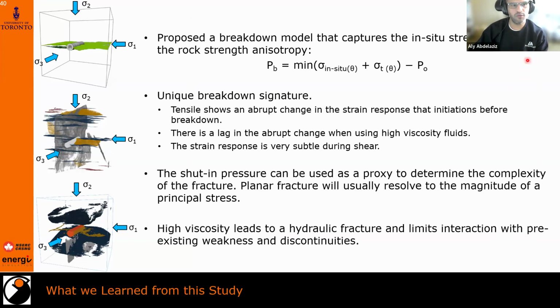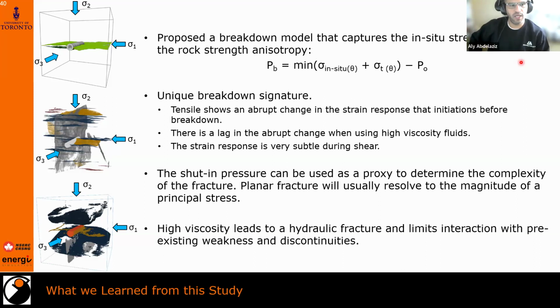So with this, we brought forward a proposed breakdown model that actually honors the rock strength anisotropy plus the in-situ stress. So you have to consider both. It is not just sigma 3, it is not just sigma 2, it is not one tensile number. There are several tensile numbers, and the in-situ stress is different for the different directions. So we have to understand that the summation of these two numbers is what the rock is trying to overcome.